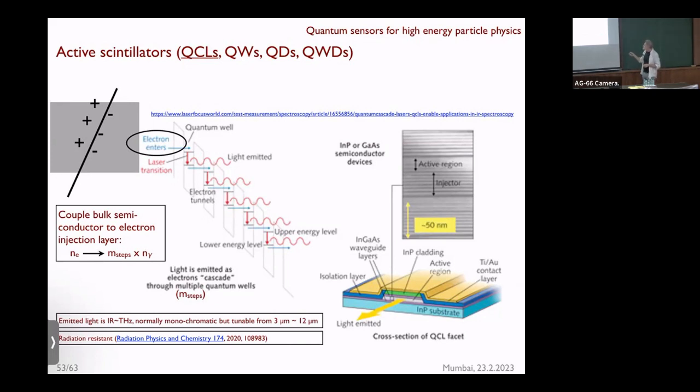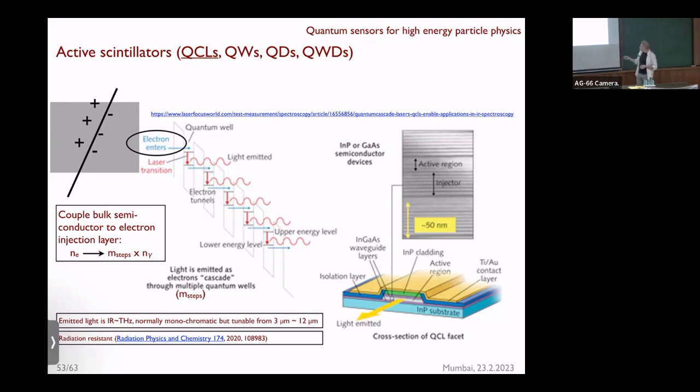And it's interesting to think about the potential that one would get if one could couple these electrons here, which are hundreds of thousands of electrons, to a quantum cascade laser, which emits many photons for each electron. If you can do that, then you basically multiply the number of photons that you get out of this by the number of electrons that you have here. Furthermore, this emitted light is monochromatic and tunable in the range of 3 micron to 12 microns. So you can choose where you're particularly sensitive.